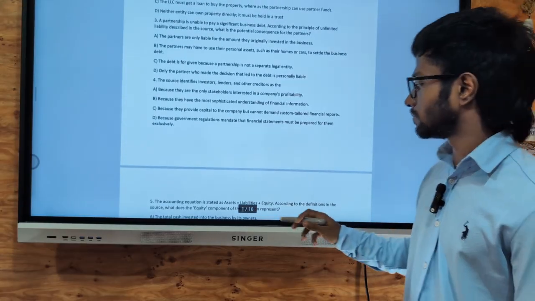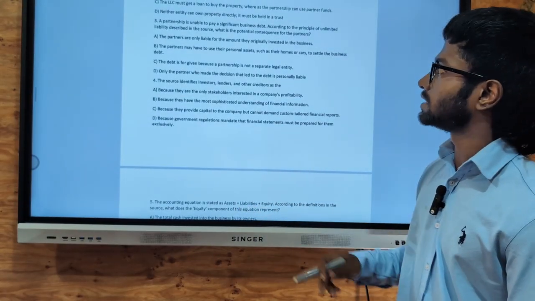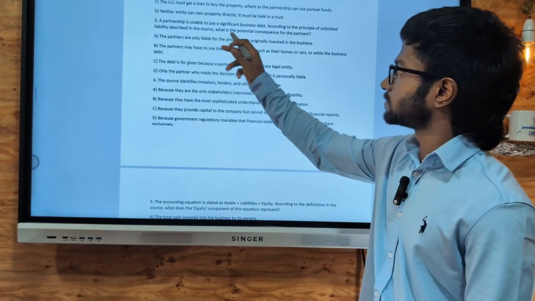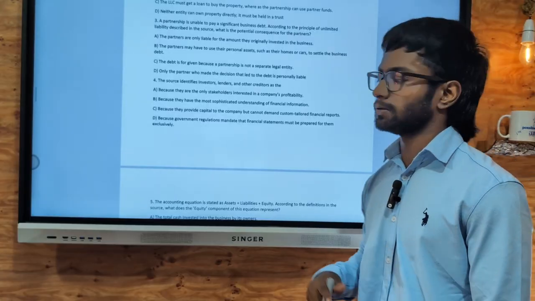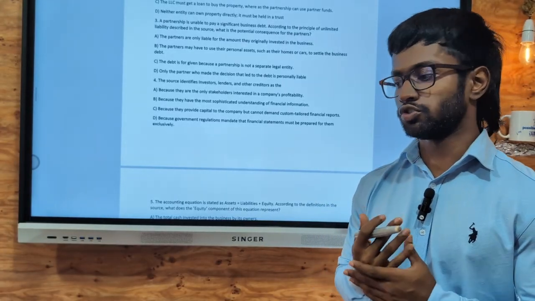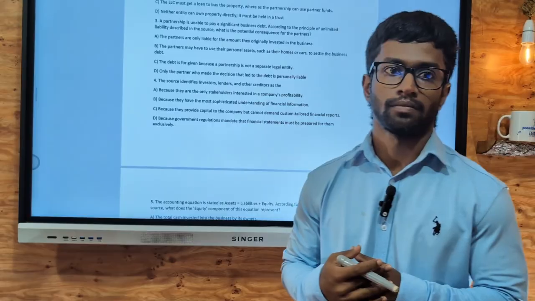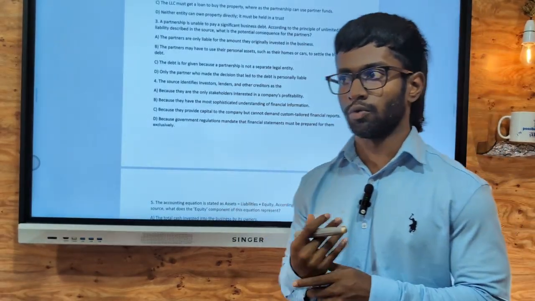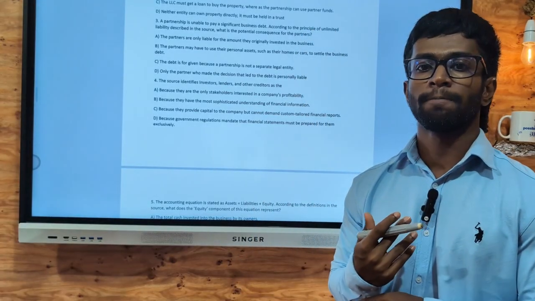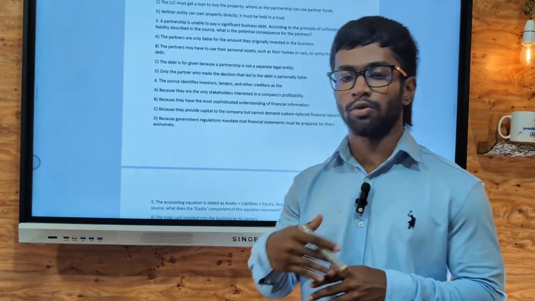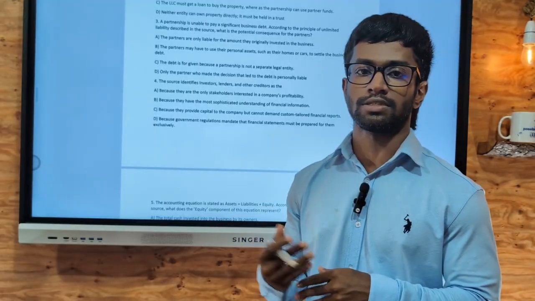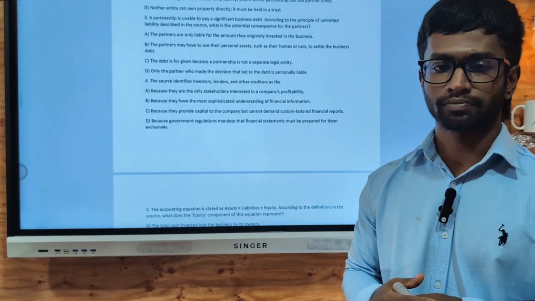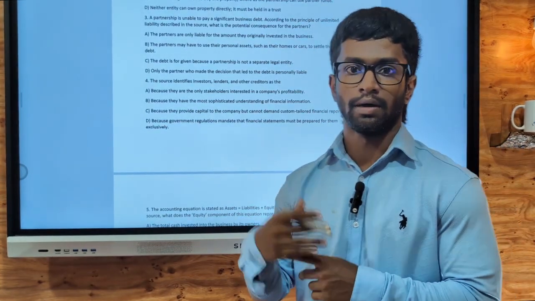Then in the third question we have, a partnership is unable to pay a significant business debt. According to the principle of unlimited liability described in the source, what is the potential consequence for the partnership? Remember I told you, usually in a partnership, there is an unlimited liability. But in a company, there is a limited liability. That means if the owners who have invested in a company, if it's bankrupt, the shareholders won't have to pledge their assets. So the company won't take the shareholders' assets and pay for the liabilities, the bankruptcy.